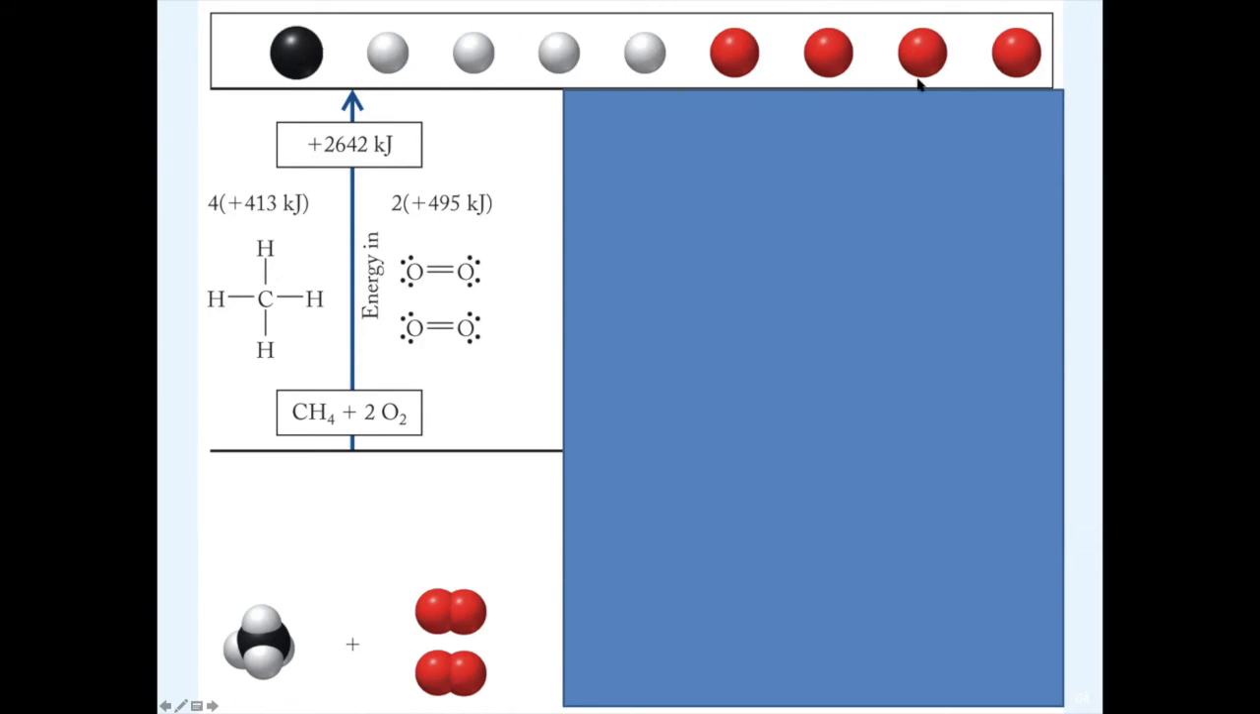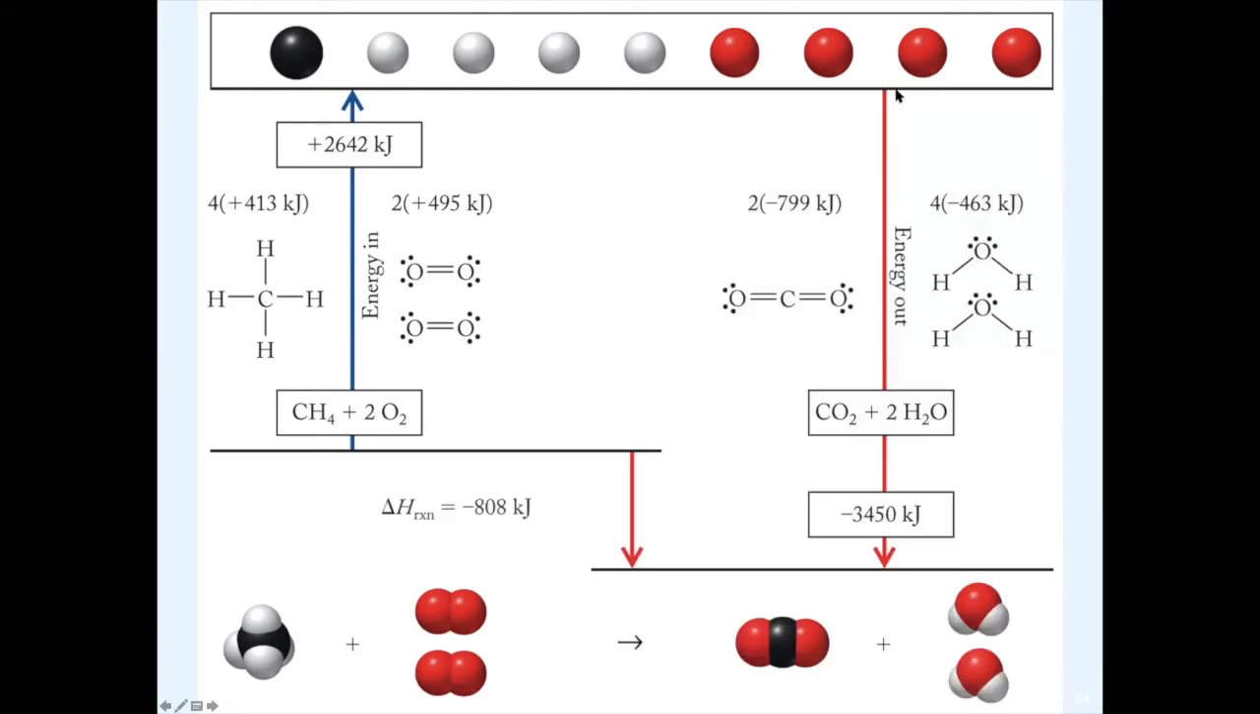So now I've got all these atoms, and I'm going to take these atoms and build products with them. Okay, so when I take the carbon and 2 of those oxygens and build a carbon dioxide, that releases 2 times negative 799 kilojoules, because each one of those carbon-oxygen double bonds releases 799 kilojoules. But I'm also going to produce 2 water molecules. So the other 2 oxygens and those 4 hydrogens combine to give me 2 water molecules.